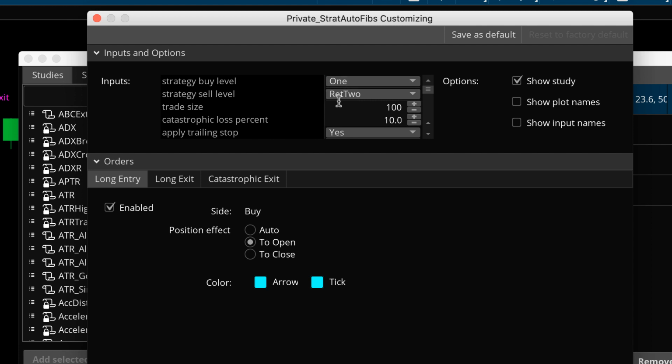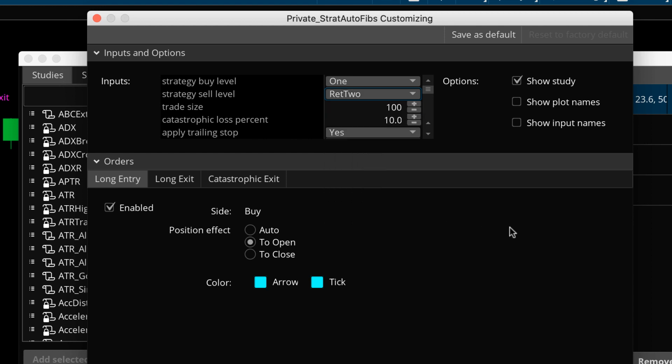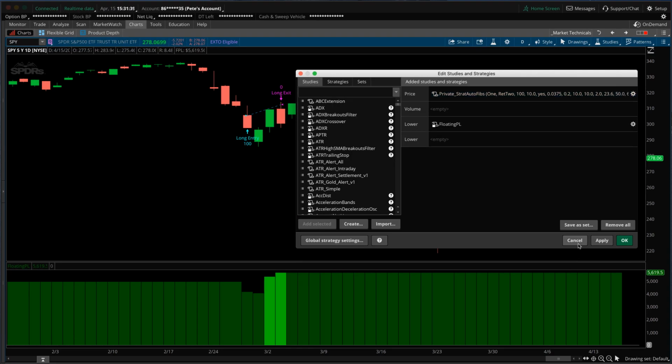Strategy sell. Where do you want to sell? You can sell at any of the Fibonacci retracement levels or Fibonacci extension levels, okay? Remember, the Fibonacci extension levels come into play after the market makes new all-time highs, all right? You've got trade size here, and you've got a trailing stop and a catastrophic loss percent, okay? And we can see how that comes into play when we examine some of these other instruments. Okay, so let's cancel that, and we'll cancel that.